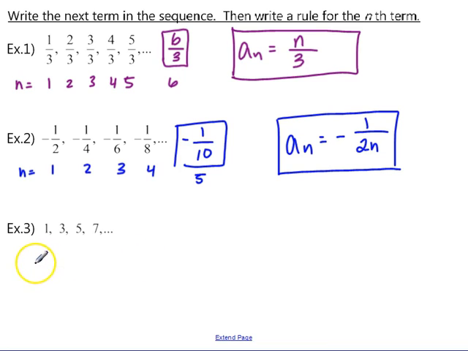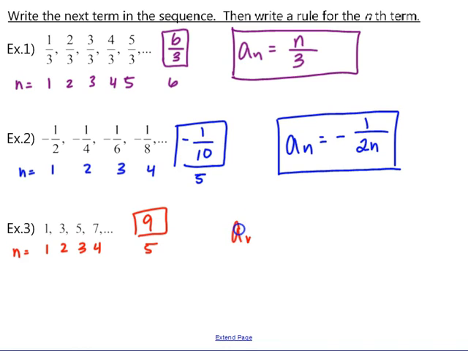Now I wanted to walk through example 3 with you because it's a little trickier. So let's start again by writing the term numbers. And then let's go ahead and try to guess that fifth term. So we're counting 1, 3, 5, 7, which are our odd numbers, so our next number should be 9.